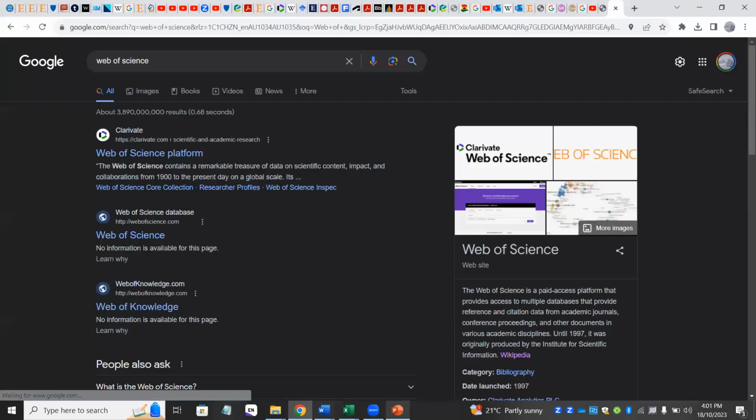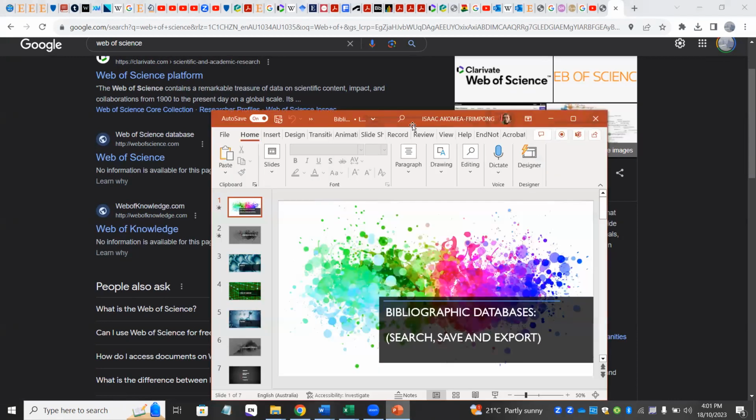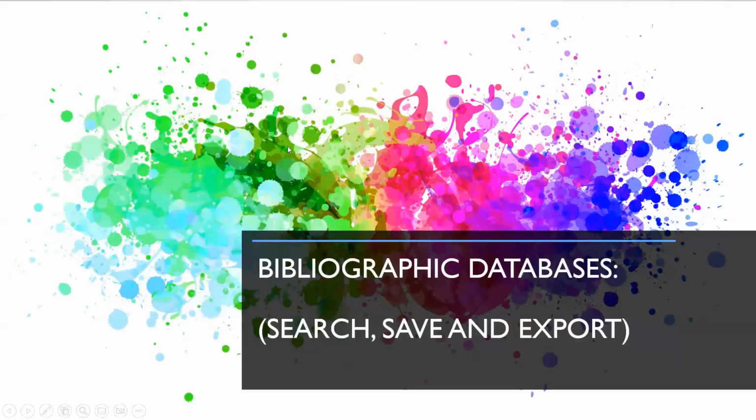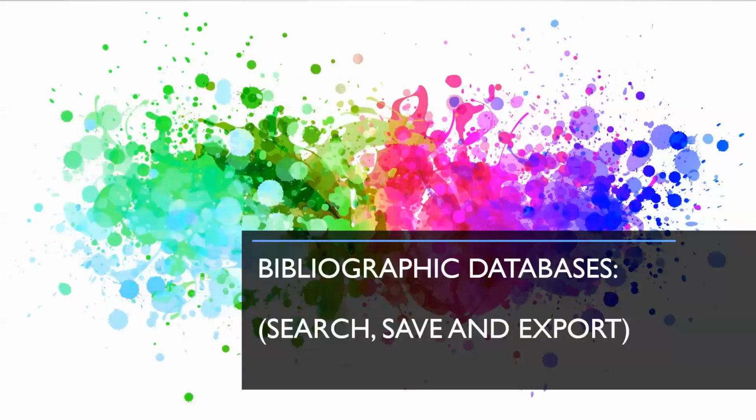What is it? What is Web of Science? So a little search on Google, and if you go direct to the Wikipedia page, you go to the Wikipedia page to give you an idea about what Web of Science is about. So let's go there.